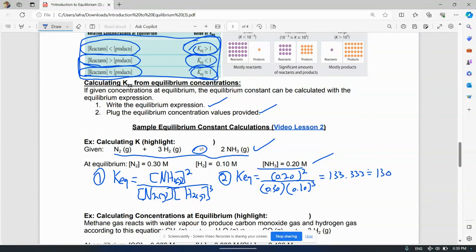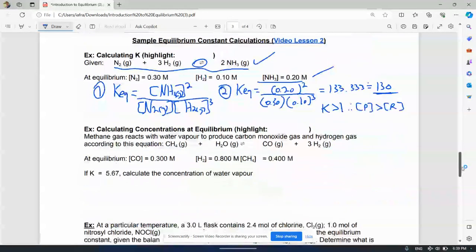Notice I didn't use units because we don't really report K values with units, so I didn't even include them in the calculation. This is the one rare exception where you don't have to do that, okay? We can make a conclusion here. We see that K is greater than 1, right, because it's 130. Therefore, the products are favored. Concentration of products should be greater than the concentration of reactants at equilibrium. So the products are favored at equilibrium in this situation. And so that's how you calculate a KEQ.